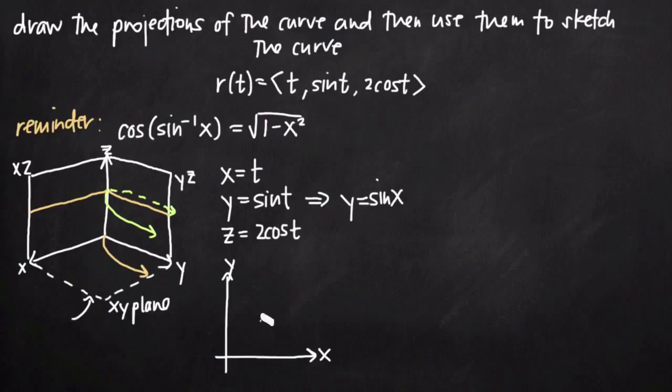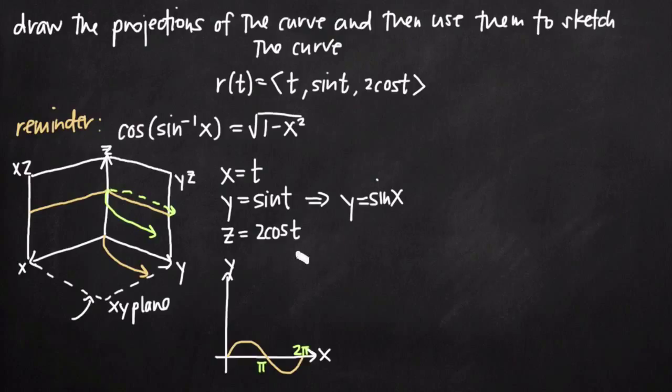So if we graph y equals sine of x, here's roughly what it looks like, something like this, right? Where this point here, we'll label this as 2 pi, and this point here is pi. So there's our projection in the xy coordinate system. Now we need something in the xz coordinate system.